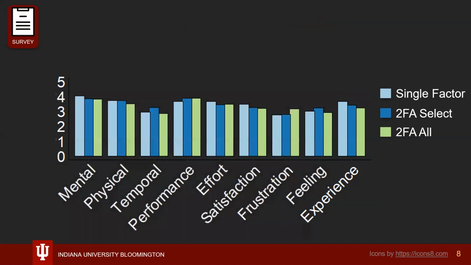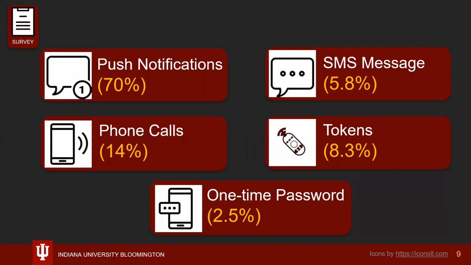While these were statistically significant, the small effect size suggests that differences in single interactions may not be drastic, but could create a larger impact over time. In regards to what method people most often use as their second factor, the majority of respondents reported using push notifications as their main choice for use as a second factor, followed by phone calls, physical tokens, SMS messages, and lastly, one-time passwords generated by an app.